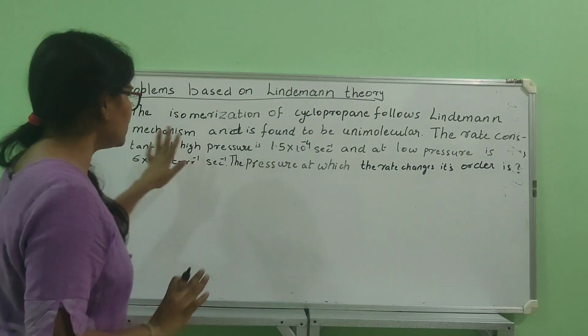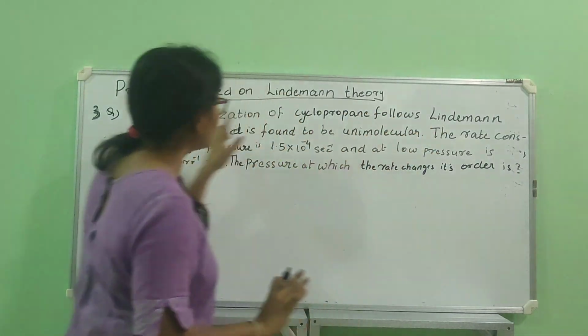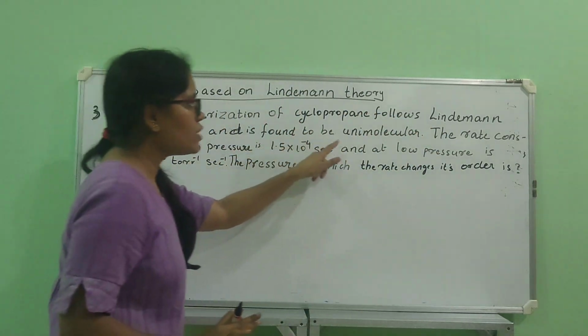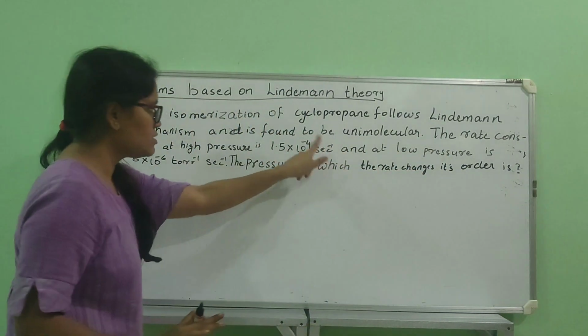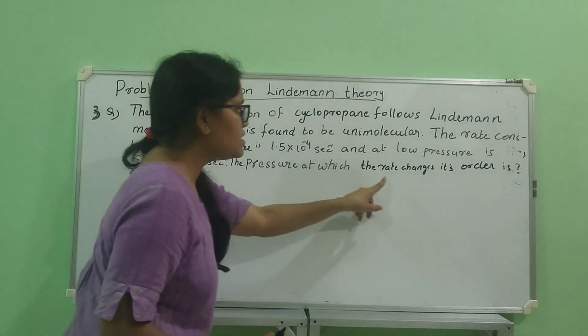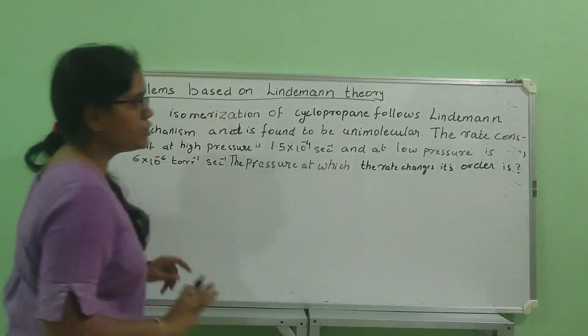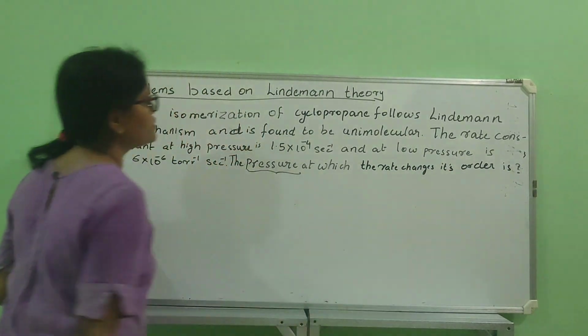So let us solve the third question. The question is: the isomerization of cyclopropane follows Lindemann mechanism and is found to be unimolecular. The rate constant at high pressure is this much and at low pressure is this much. The pressure at which rate changes its order. So you need to find the pressure at which the rate changes the order.